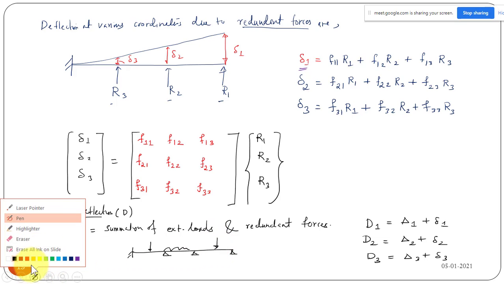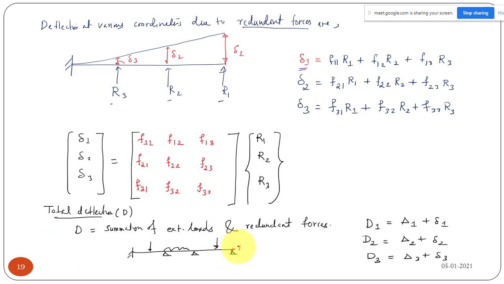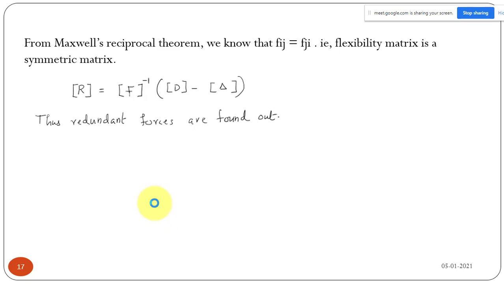What is the deflection at coordinate 1? This is your d1, and d2, d3. Okay, this displacement may not always be 0, that is why we are writing it in the form of an equation. To get your total deflection, you have to take the summation of your deflection due to external load plus your redundant forces. So d1 is equal to delta 1 plus small delta 1, d2 is equal to delta 2 plus small delta 2, and d3 equal to delta 3 plus small delta 3. Now I can substitute this one; I'm not writing it, it is already given.